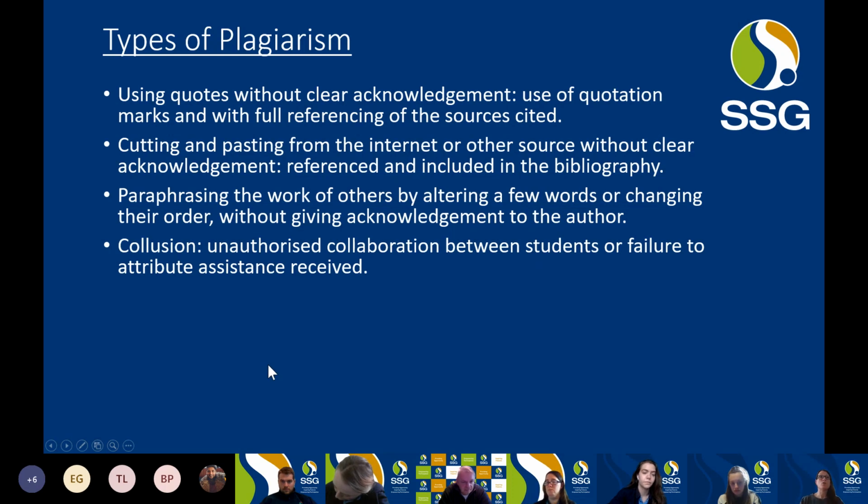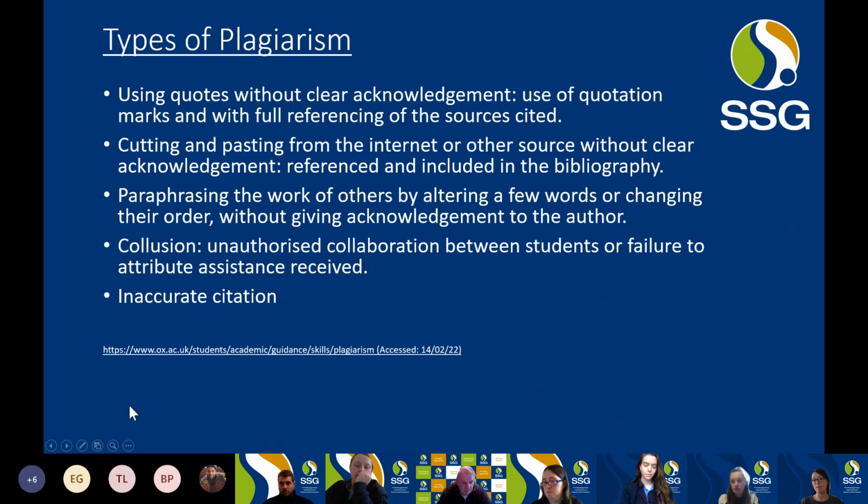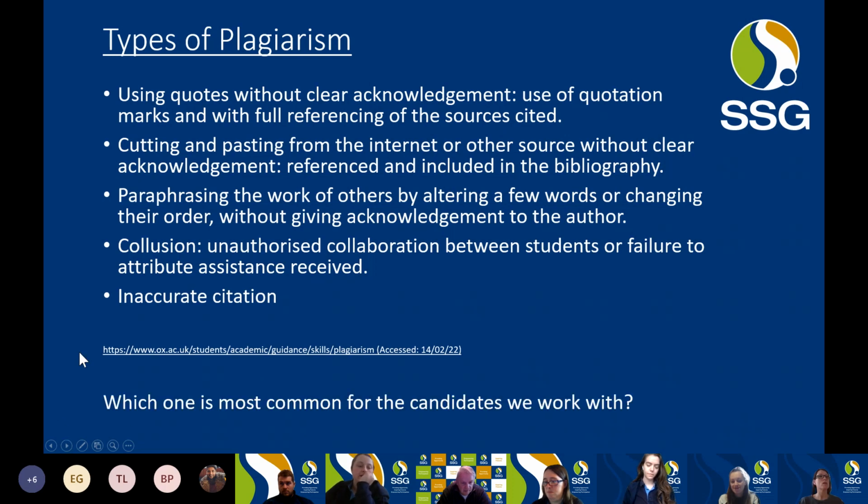Collusion, so unauthorised collaboration between students or a failure to attribute assistance received. So quite often within a classroom environment, students might work together, but they do need to demonstrate their own knowledge on that. So if everybody's produced the same thing, that might be deemed as plagiarism. Inaccurate citation, and again, there's my reference. So which one do you think is most common for the candidates that you work with?